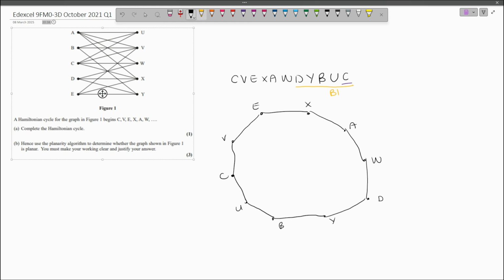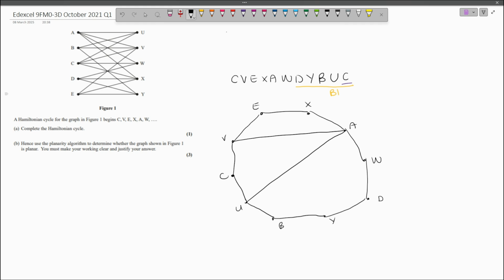We can make the observation that every vertex on the left-hand side is only connected to a vertex on the right-hand side, and vice versa. So as long as we check all of the vertices on the left-hand side in figure 1, we've automatically checked all of the edges going to vertices on the right-hand side. Starting at A, I observe that A is connected to U, which I've not got on my graph, so I'm going to add that in. A is connected to V, which I've not got on my graph, so I'm going to add that in. A is connected to W, which is on my graph, and A is connected to X, which is on my graph.